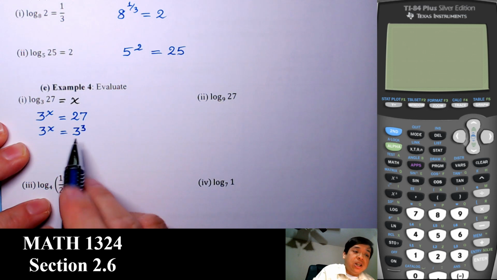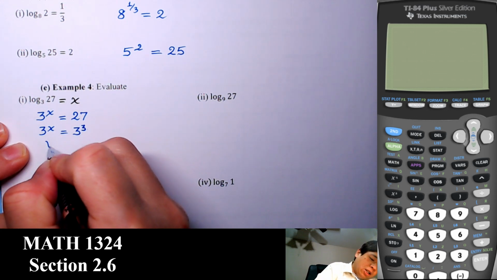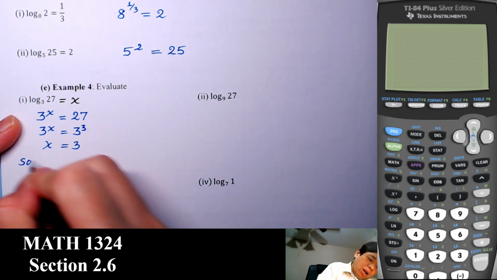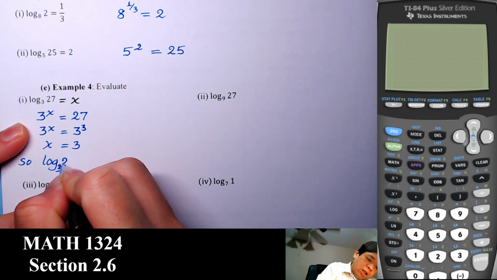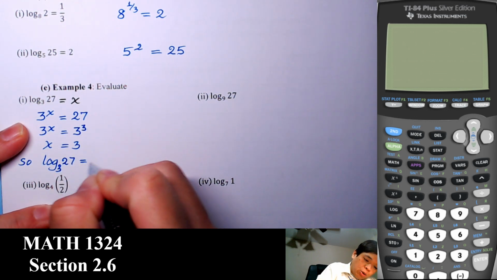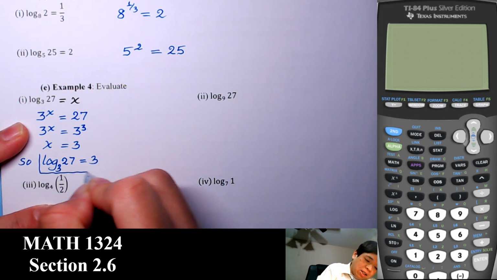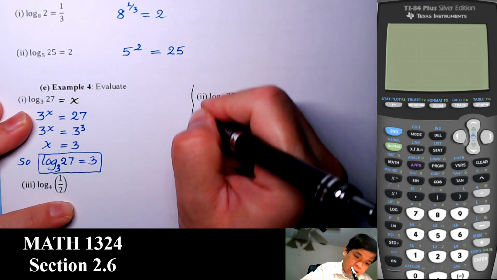Now two things are equal. The bases are equal, so the exponents will be equal. So here x is equal to 3. X equal to 3 means that we have log base 3 of 27 equal to 3, and 3 to the third power is 27. So that makes sense. Right.